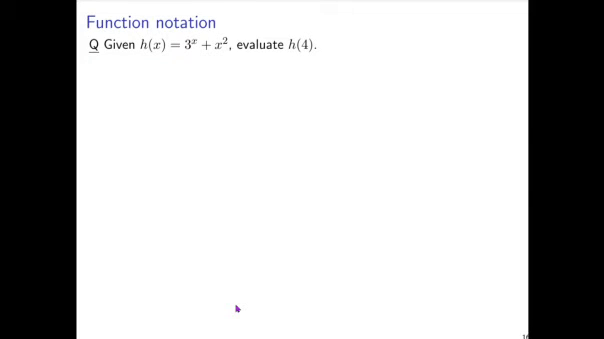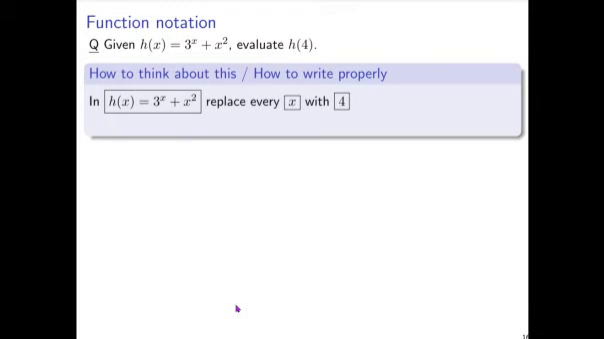Okay, another example, another function. Given h of x equals 3 to the x power plus x squared, evaluate h of 4. Now, this one, people start to see a little bit more challenge to this because not only is there the 1 x on the left side, but there's 2 x's on the right side. And sometimes people get freaked out. What am I supposed to do? But really, the process is the same as we just saw earlier.